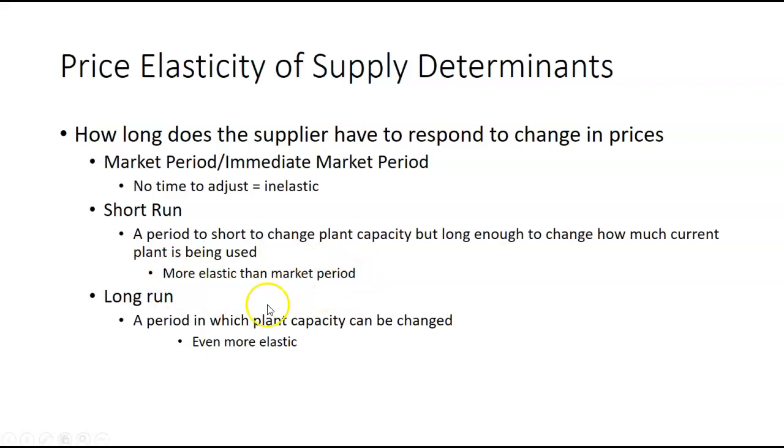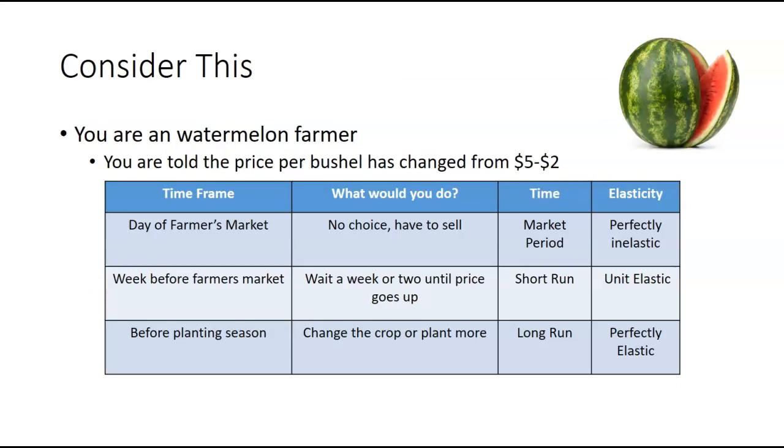And last is the long run, a period in which plant capacity, meaning the fixed resources, are now variable. And so we call it variable plant capacity. So that can be changed to the largest extent. Now, since we don't have a long discussion on that yet, I came up with some examples.